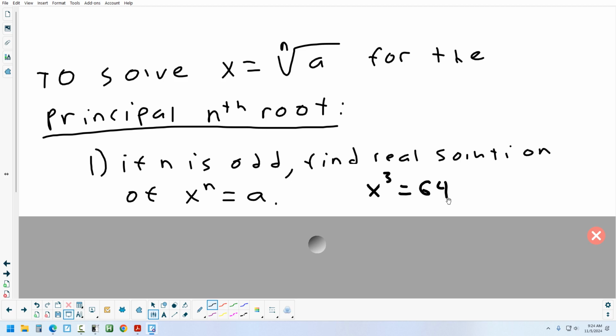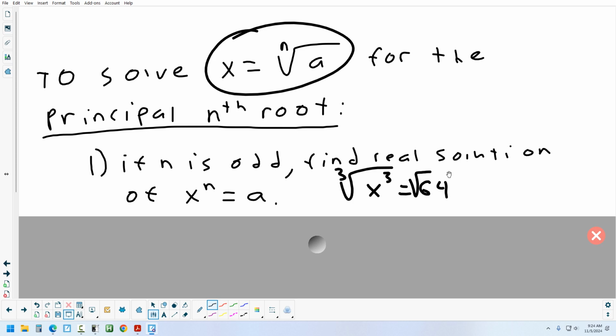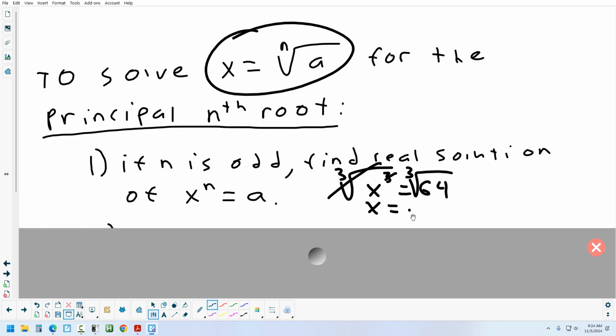So where something like this would come up is in an equation like that. If you take the cube root of each side, cube root and cube cancel, and now you have x by itself, and you have cube root of 64. So now you have something just like I circled up here. That's when this would come up. When you're solving an equation that has a power, and you have to do a root to get rid of that power. Now, how do you write the answer to that?